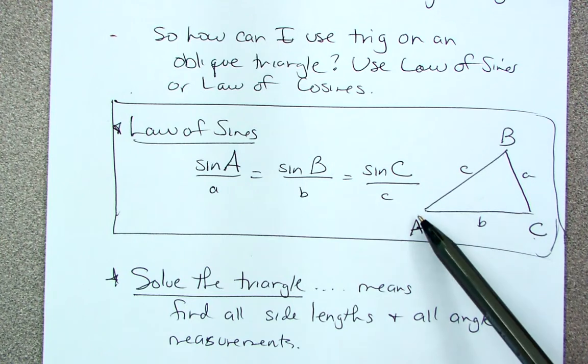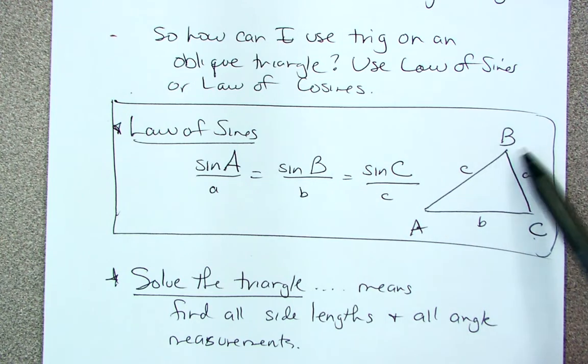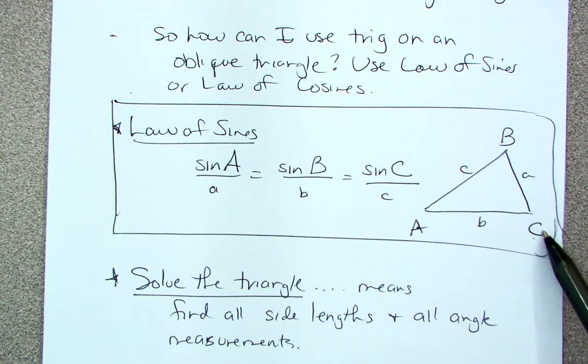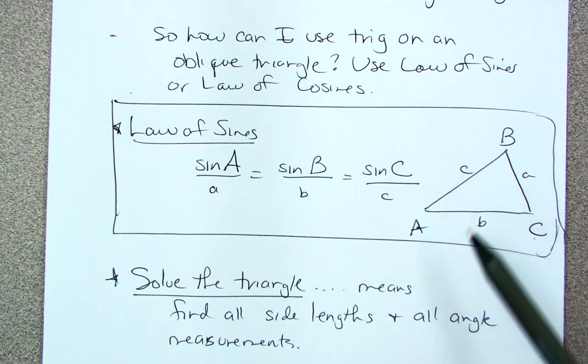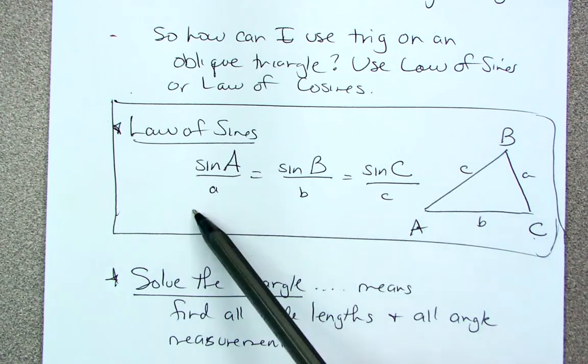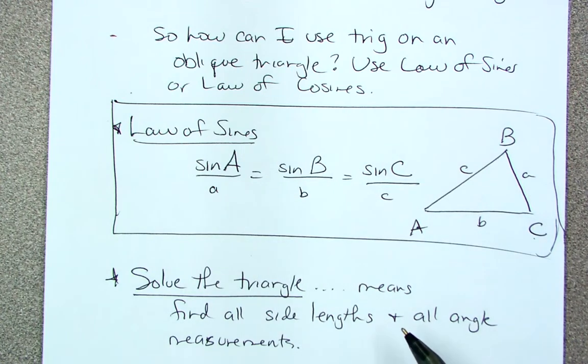And then across from angle A is side A. Then we use a lowercase. Across from angle B is lowercase side B. Across from angle C, which is capital, that side is going to be a lowercase c. You have to write that correctly so that you can follow this. If you don't do this correctly, this makes no sense to you.